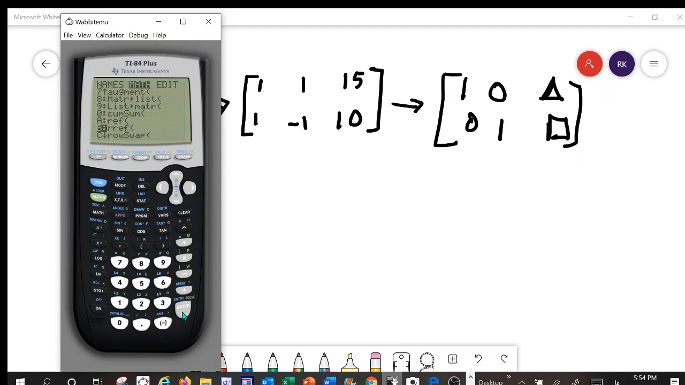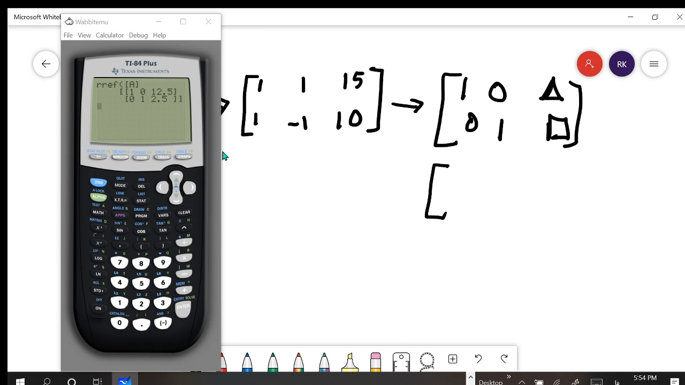So let's do that. We got RREF and put it on the home screen. And then we put the matrix that we want to do that to, which is A, and press enter. Notice that what we have is 1, 0, 0, 1, 12.5, 2.5, just like magic.